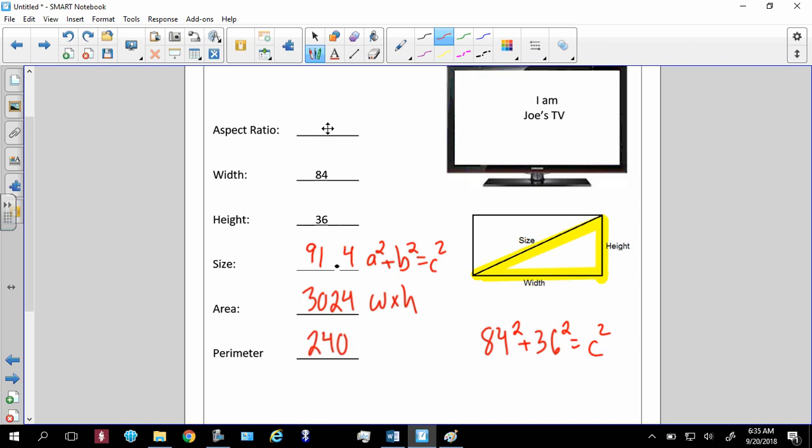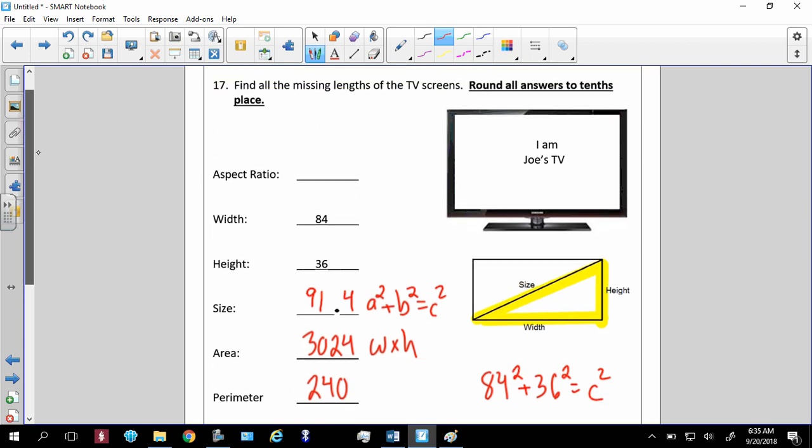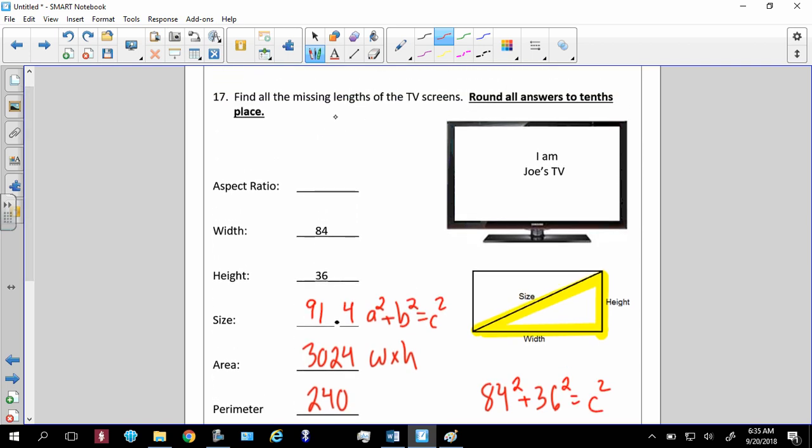Okay. Lastly, the aspect ratio. Guys, very simply, with your calculator, there's no reason anybody should be getting this wrong. 84 divided by 36 in your calculator. Then hit second, then hit table. And it'll give you the lowest form, just like that. All right, so that should have been an easy points right there.